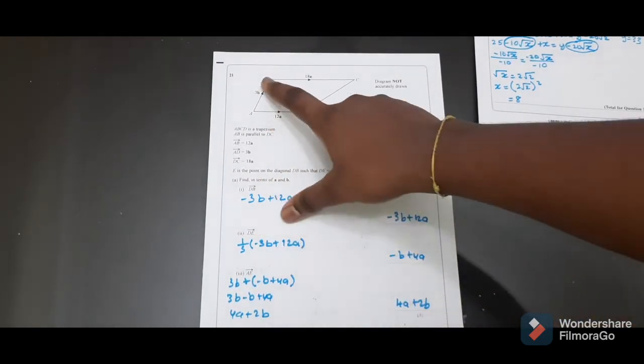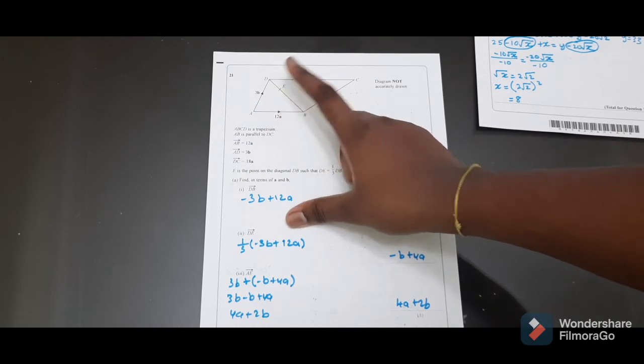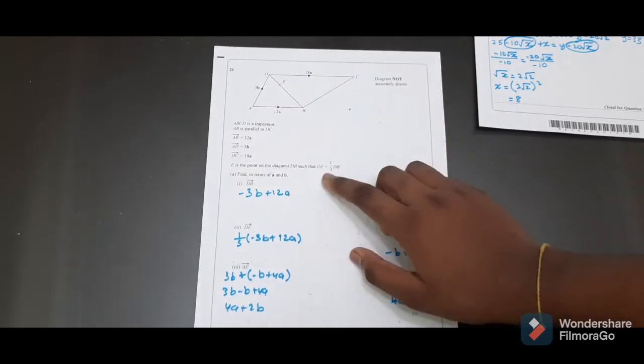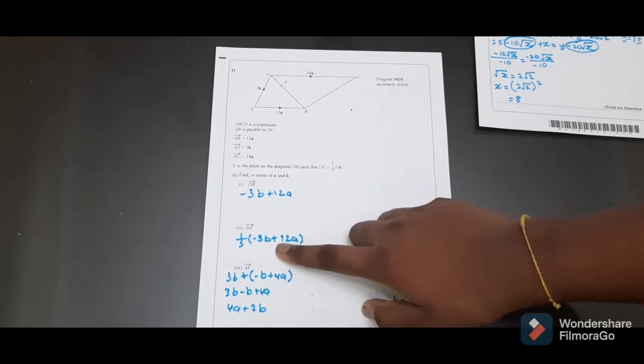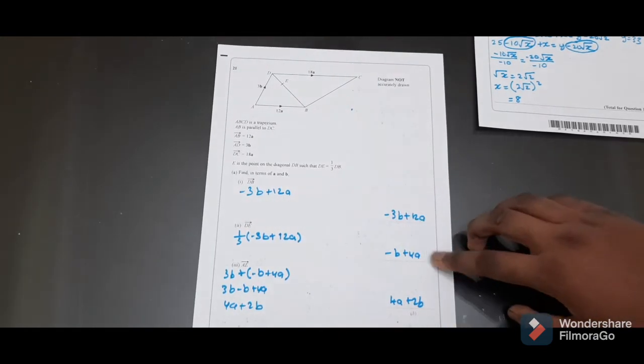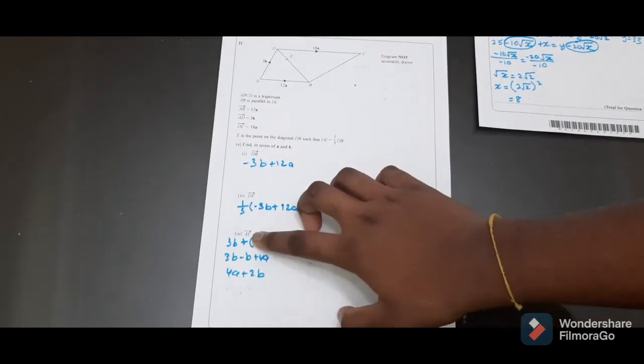DE. Okay. DE. From D, you got to go to E. So how you going to do that? They've given here that DE is 1 over 3 of DB. So you just times 1 over 3 of this answer. You will get your answer. Negative b plus 4a. Now A to E.